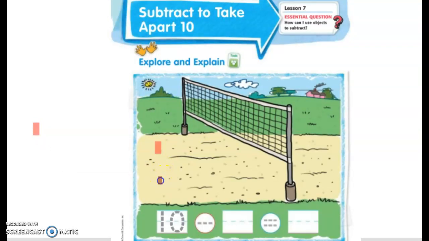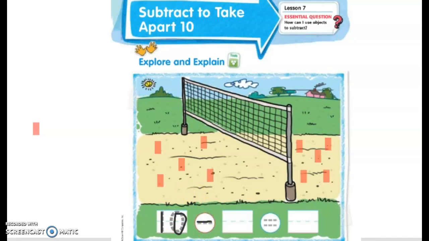All right, 1, 2, 3, 4, 5, 6, 7, 8, 9, 10. There's our 10. We're going to trace that 10. Remember, when we do subtraction, we start with our big number. The big number goes in the first blank. After that big number, we trace our minus sign.